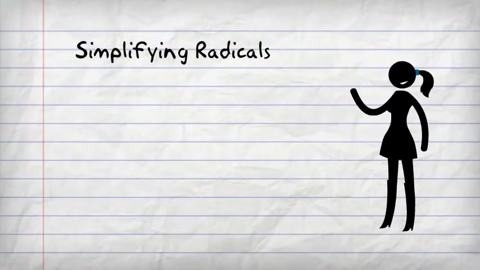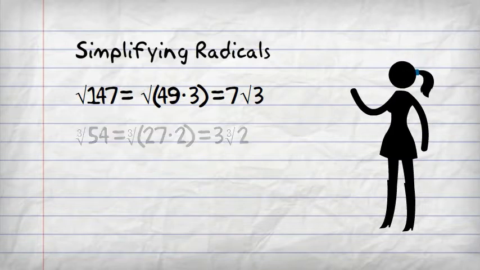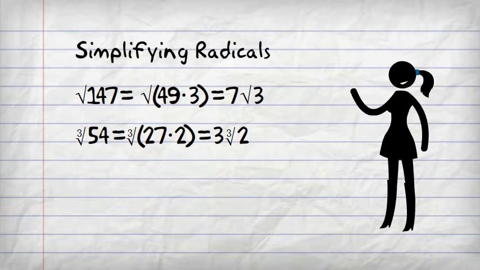This is radical review. First, we're going to start by simplifying a radical. What you want to do is get the largest perfect square, largest perfect cube out from underneath the radical, like I did here.